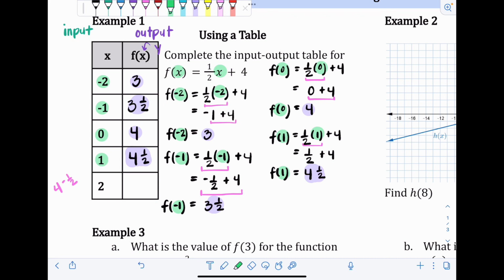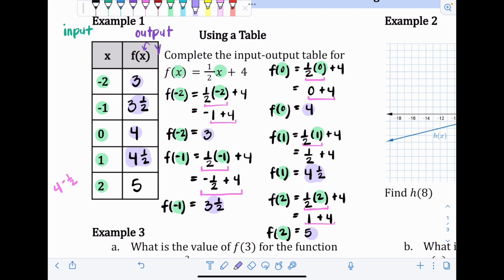And then the last x value that we put in is x equals 2. So it'd be f of 2 equals 1/2 times 2 goes in for x, and then plus 4. And then we simplify the multiplication first. So 1/2 times 2, half of 2 is 1, and then plus 4. And then now we can add the 1 and the 4 together to get 5. So f of 2 is 5, and that fills in the last spot on our table.